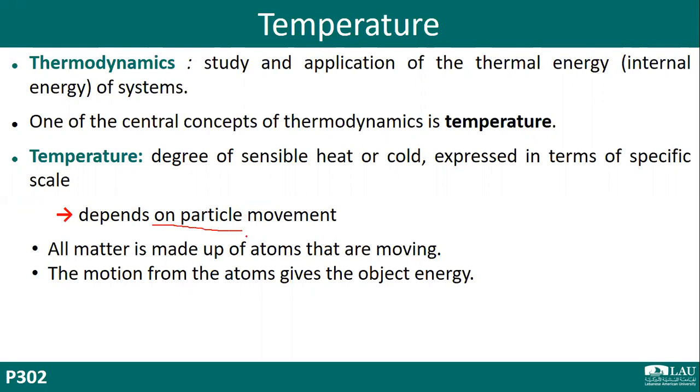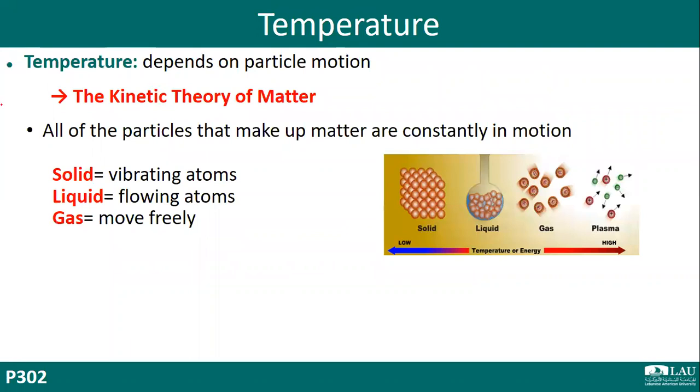We know that all matter is made up of atoms, and these atoms are allowed to move or to vibrate or to oscillate. So the motion of the atoms will give the object energy. The motion of the atoms will increase the energy of the object, or the energy provided to the object will allow the motion of the atoms. So this is what we call the kinetic theory of matter.